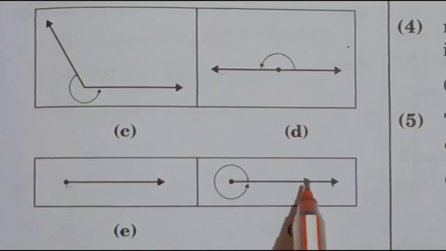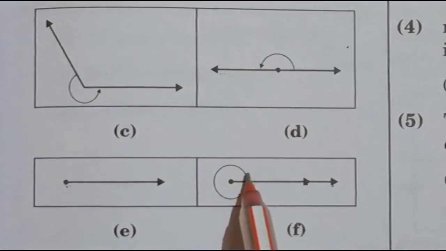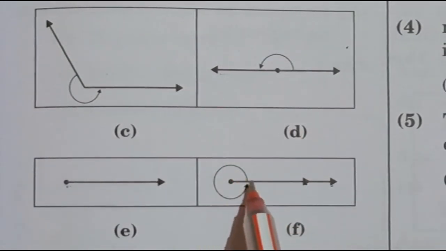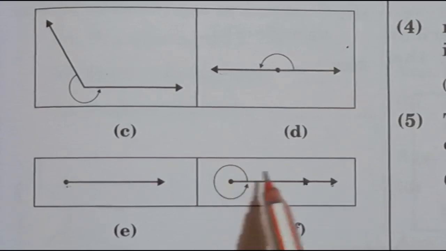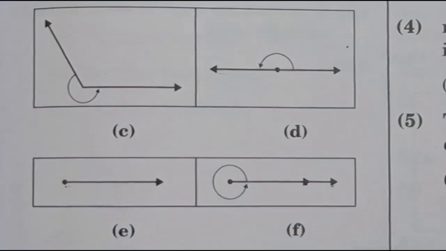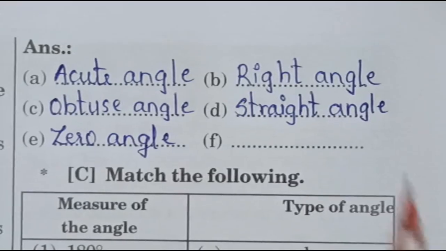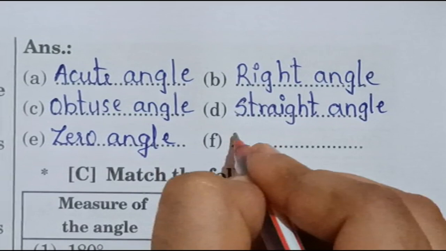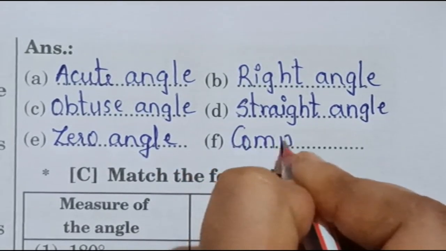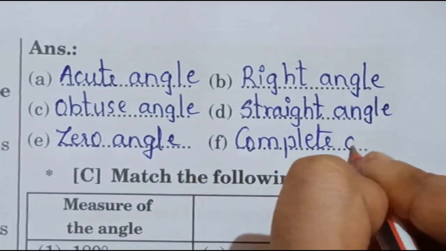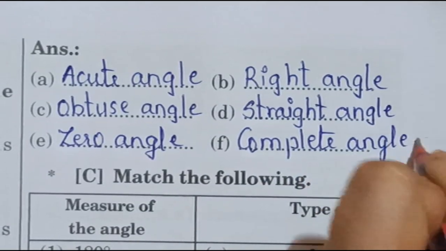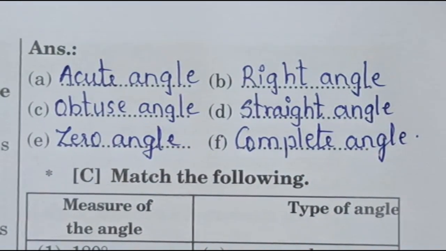And the last one over here, two arrows are there. That means it started and completed a whole round. See here they have shown this circle. That means they completed one round. So what is it known as? 360 degrees. So it's known as complete angle. So you will write it over here, that is F1: complete angle. Is that clear, students, how you are supposed to solve this question?